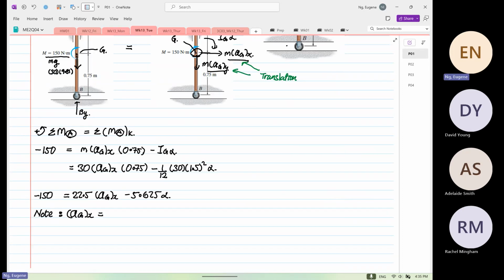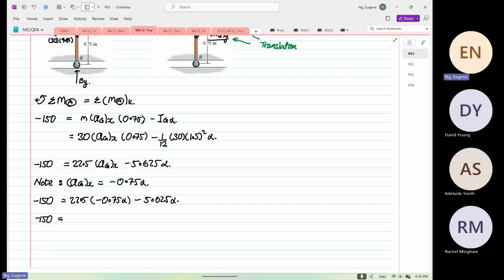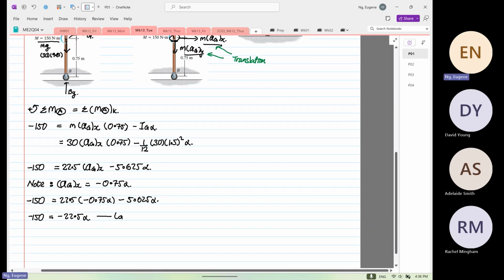So coming back to here, minus 0.75 alpha. So you get minus 150 is equal to 22.5 multiplied by minus 0.75 alpha minus 5.625 alpha. Okay. So this you will get minus 150 will be equal to 22.5 times 0.75 plus 5.625. So this is equal to minus 22.5 alpha. Okay. So this relationship, I call it our equation A.